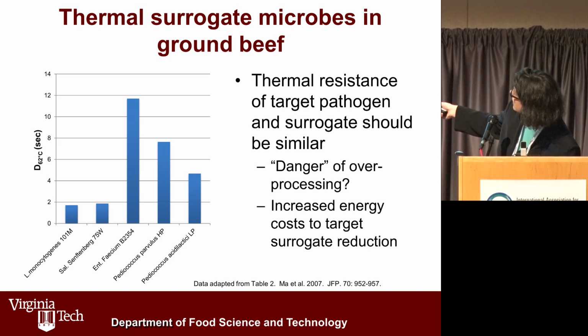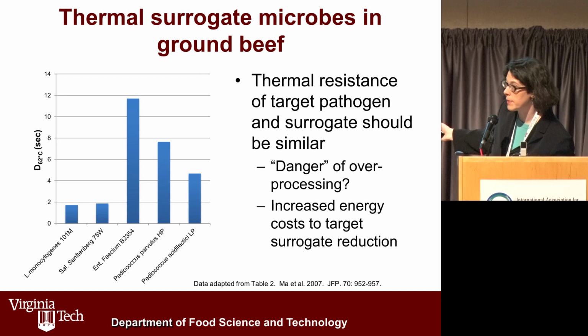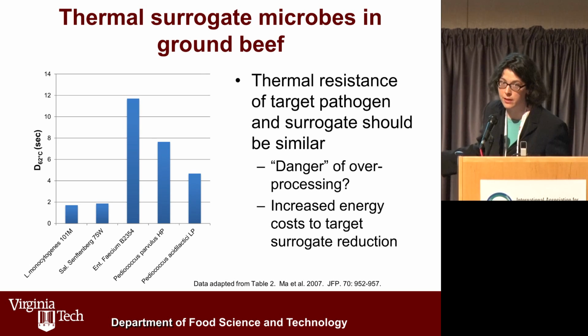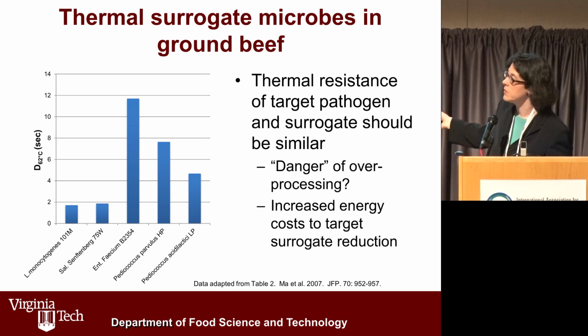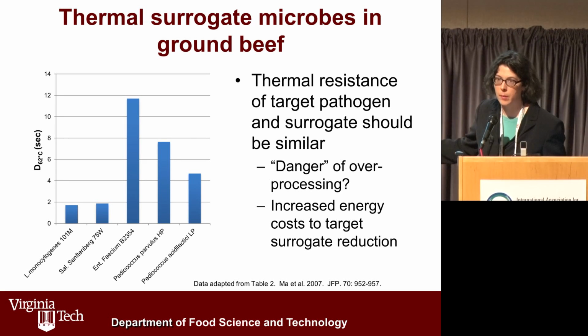775W in comparison to Enterococcus faecium and Pediococcus parvulus. And what you see is it takes a lot longer to inactivate the Enterococcus faecium and the Pediococcus in comparison to the two targets. And depending on who you talk to, they're either worried about that or they're much more confident about that. So what this means is that you're going to be over-processing that product.